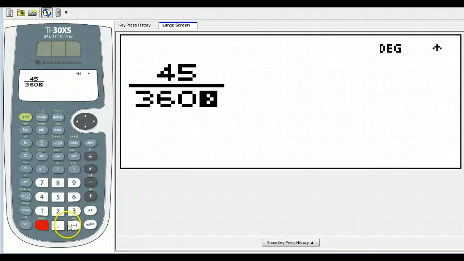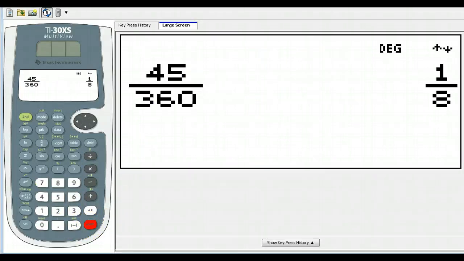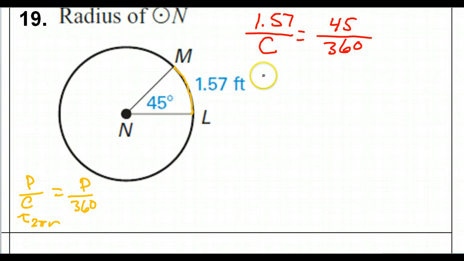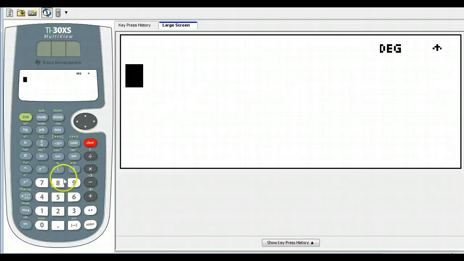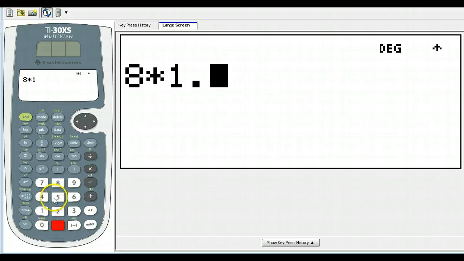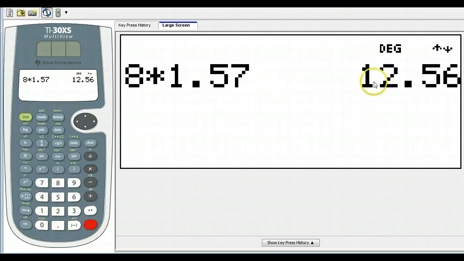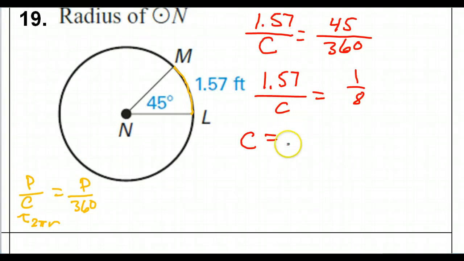Let's reduce this first. 45 over 360 reduces to 1/8. So it'll be better if we do 1.57 over c is equal to 1 over 8. If we cross multiply, c times 1 is just c. Then we'll do 8 times 1.57. I get 12.56. Please don't round this or anything. Just leave all the decimals there. So circumference is equal to 12.56.